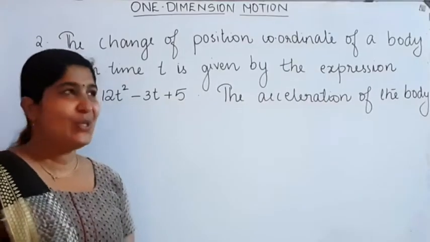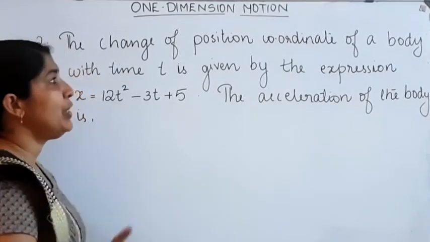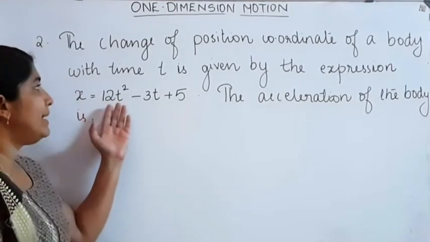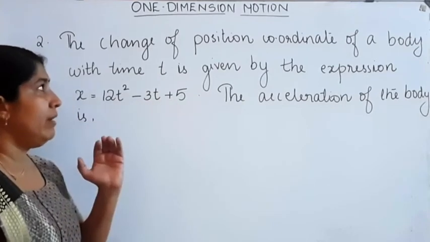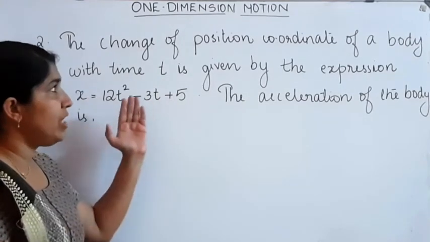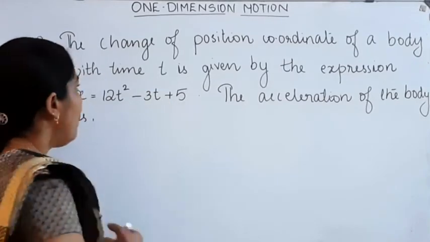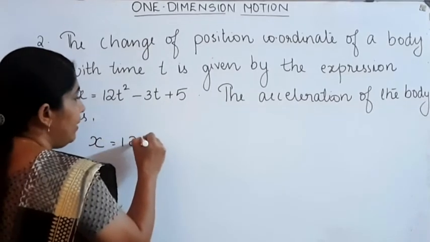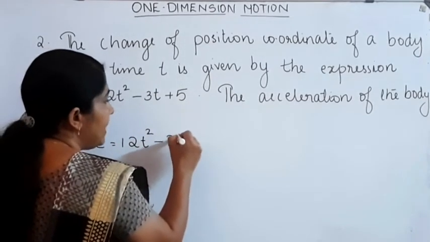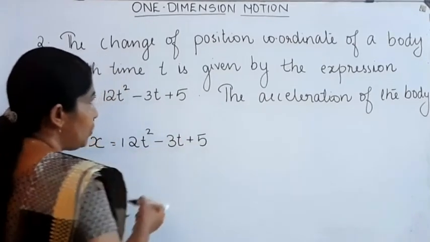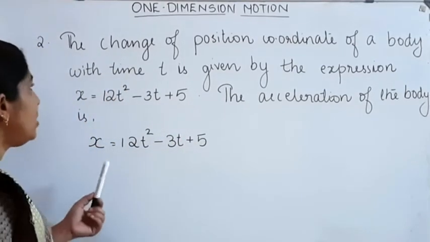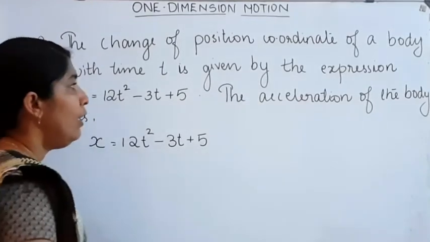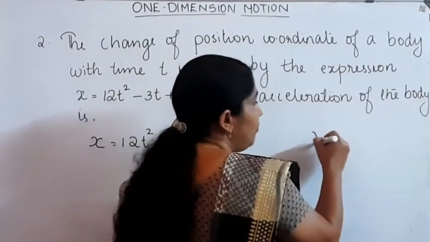Our second question. The change of position coordinate of a body with time t is given by the expression x is equal to 12t square minus 3t plus 5. Here the position is given. Position x is equal to 12t square minus 3t plus 5. This is the equation for the position. The acceleration of the body is, we want to find out the acceleration. We all know how to get the velocity from the position.